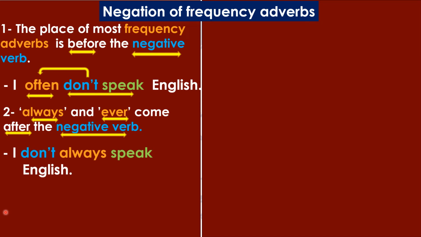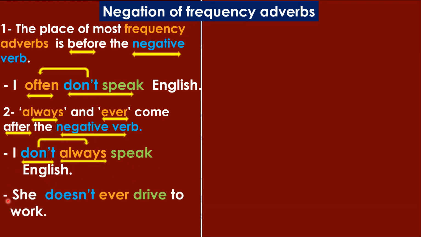I don't always speak English. If you look at don't, if you look at the frequency adverb always, it comes actually after don't. Okay. Let's have a look at another example. She doesn't ever drive to work. If you look at ever, it comes after doesn't, the negative verb.